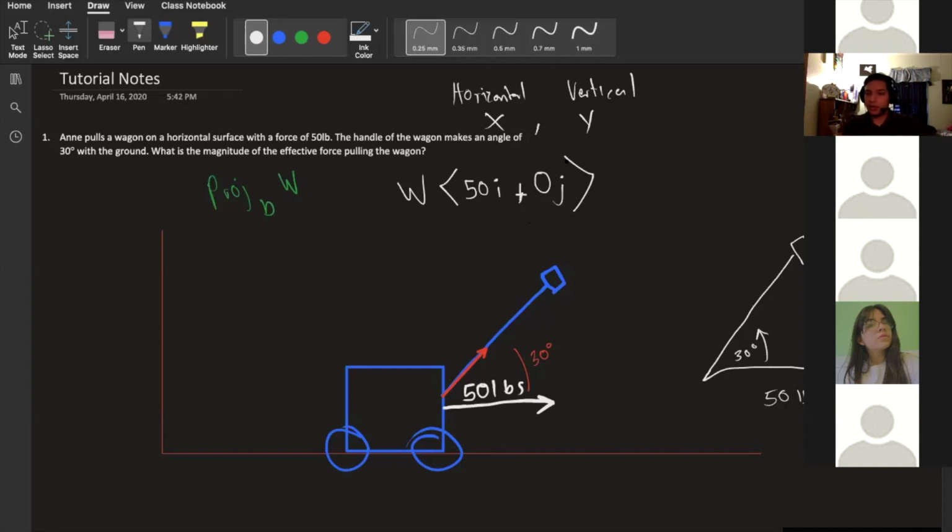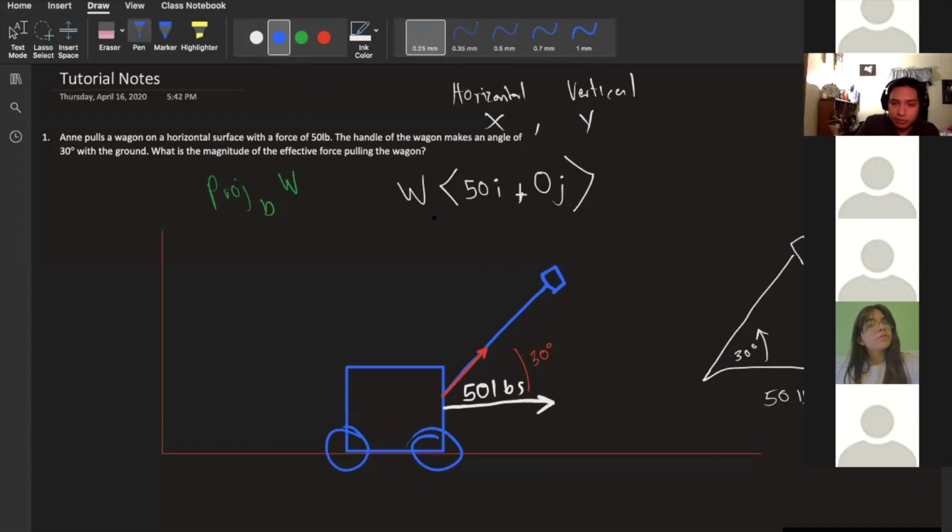Now, this differs from the sledding example because in the sledding example, we didn't have any horizontal. We had gravity acting on that sled in a vertical direction. So that's why in the sled example, we had a vertical component but no horizontal component, because gravity doesn't act on somebody in a horizontal way, only in a vertical way. So we know that this wagon is 50i plus 0j.